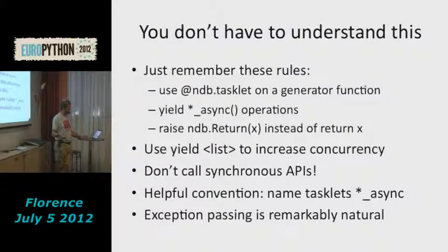And fortunately, you don't actually have to understand any of this. Just use the simple substitutions that I showed in the first get or insert code example. Stick a tasklet decorator on your generator function. Change all your synchronous calls to asynchronous calls and put yield in front of them. And then change all your return value statements into raise NDB return. After you've done that, you can analyze things again and see where there's opportunity for more concurrency, and then you're going to yield a list of futures or a couple of futures.